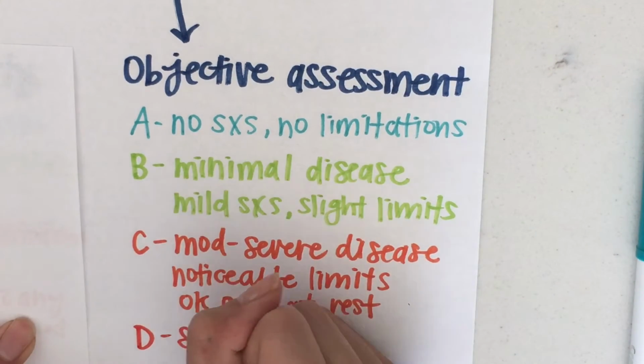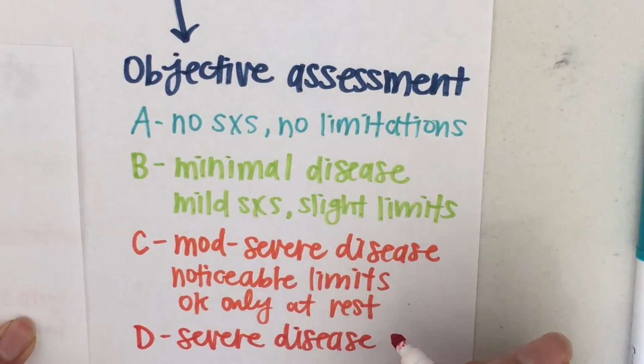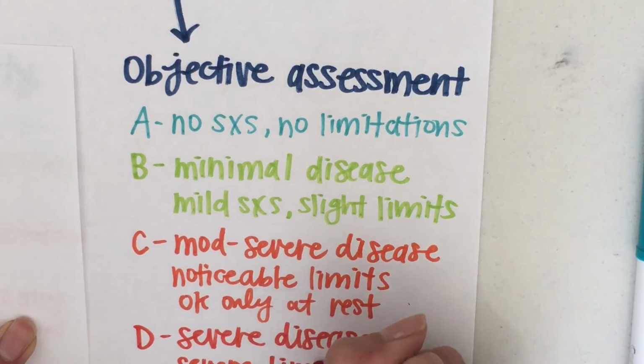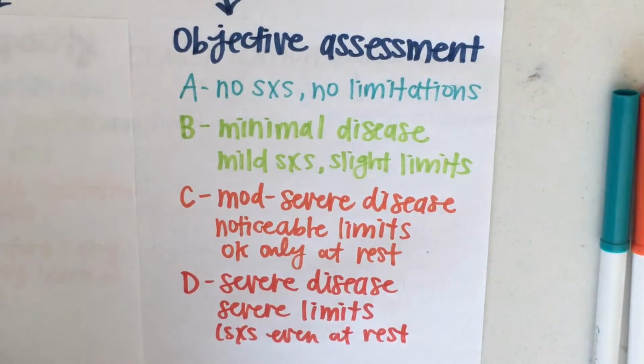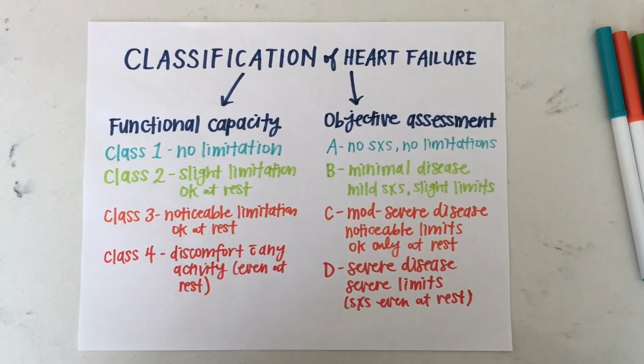Lastly, for Class D, there's objective evidence of severe cardiovascular disease, which results in severe limitations and symptoms even at rest. So those are the 2 ways to classify heart failure patients.